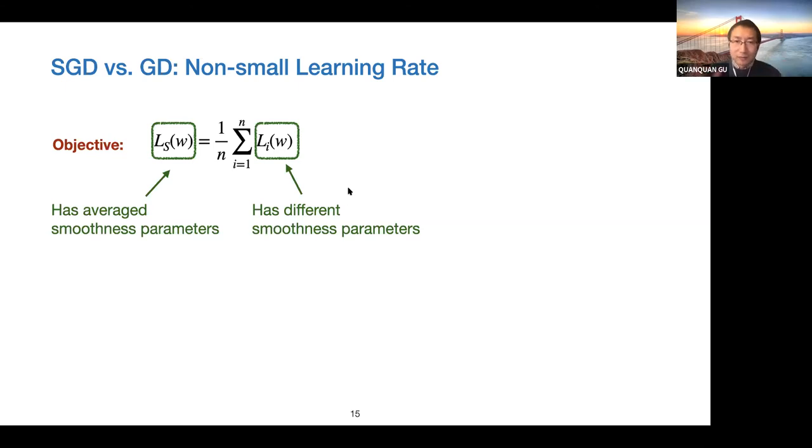So they may have a different smoothness parameter because different data points may have different lengths of the input x_i. And also for some loss functions, such as logistic loss used in logistic regression, this also depends on W, okay? For linear regression, if you take the Hessian of this L_i of W, it's just a rank one matrix x_i x_i transpose. It does not depend on W. But for logistic regression or for deep learning, it also has an additional dependence on W, okay? And on the left-hand side, this is the averaged function. So the smoothness parameter is no longer the smoothness parameter of each individual loss function. It should be something in the average sense rather than the smoothness parameter for each individual loss function, okay?